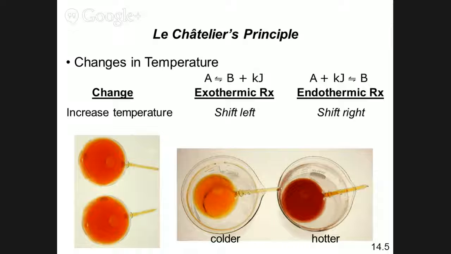Sometimes it can be done in calories besides kilojoules, but that would be part of the reaction. And again, exothermic, it's on the product side. Endothermic, it's on the reactant side. Decrease the temperature, it goes in the opposite direction. We want to make more kJ, make more heat, give off more energy. And so we go towards the side that has the heat, the kilojoules, whichever side that's on.